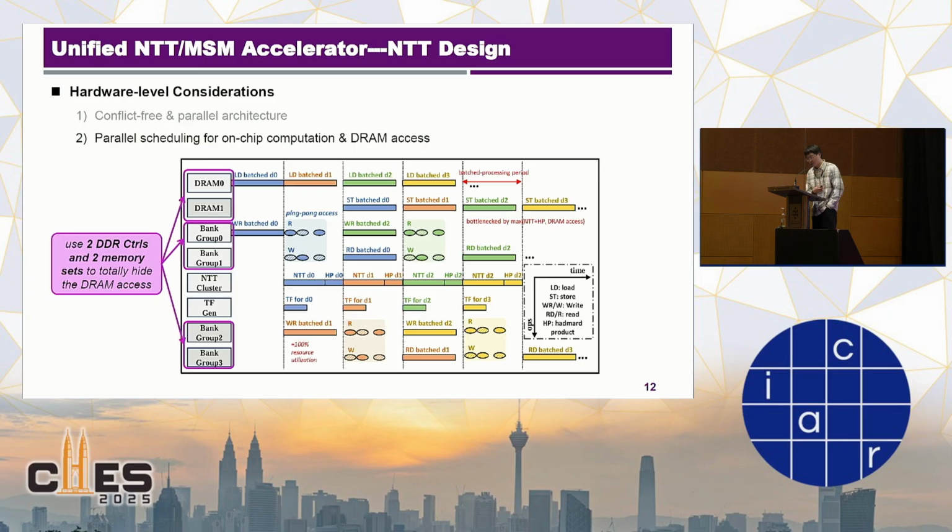In terms of the timing scheduling, we use 2 DDR controllers and 2 memory sets to achieve parallel scheduling for on-chip computation and DRAM access. In this way, the batch processing period is the on-chip operation if the DRAM bandwidth is large enough. Finally, we get full utilization and reduce the overall latency.